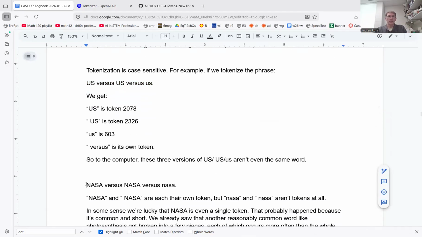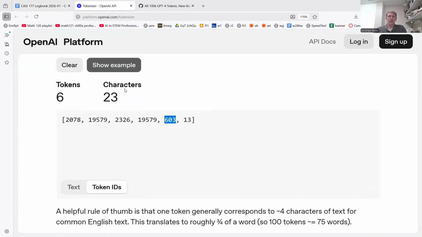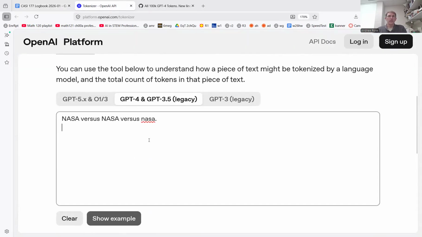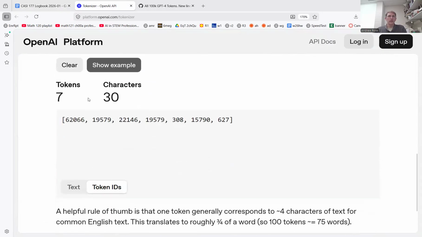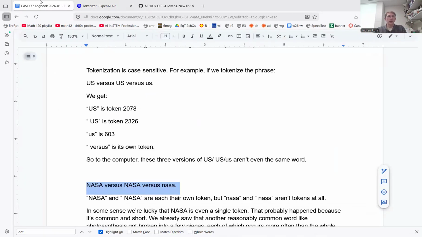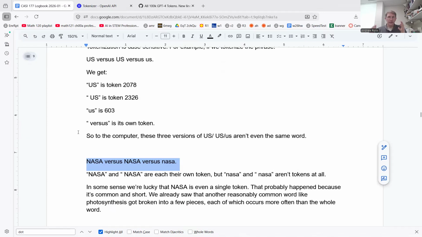Let's try NASA versus NASA not at the start of a sentence versus NASA lowercase. And we'll just make sure I got that. So NASA lowercase, it even broke into two tokens, just the N at the start of the word and then ASA. And we can see that NASA at the start of the sentence was a different token than NASA in the middle of the sentence, with the space in front of it. In some sense, we're lucky that NASA is even a single token when it's capitalized. That probably happened because it's common and short.